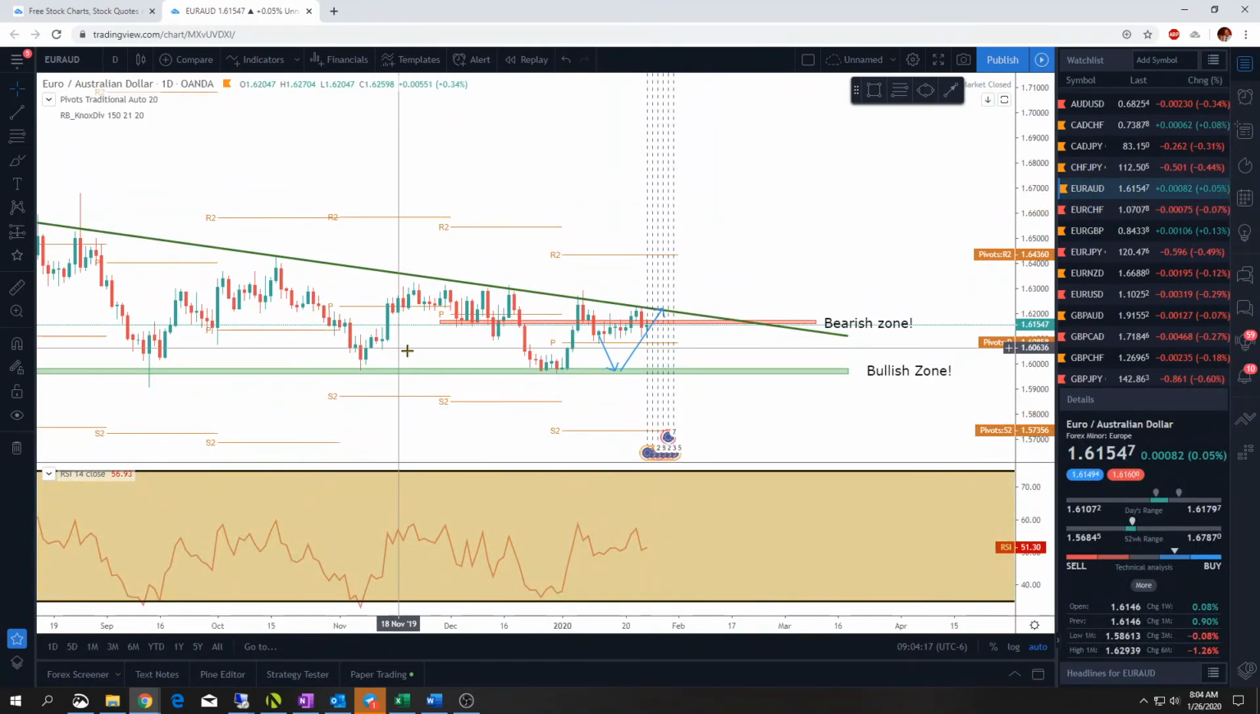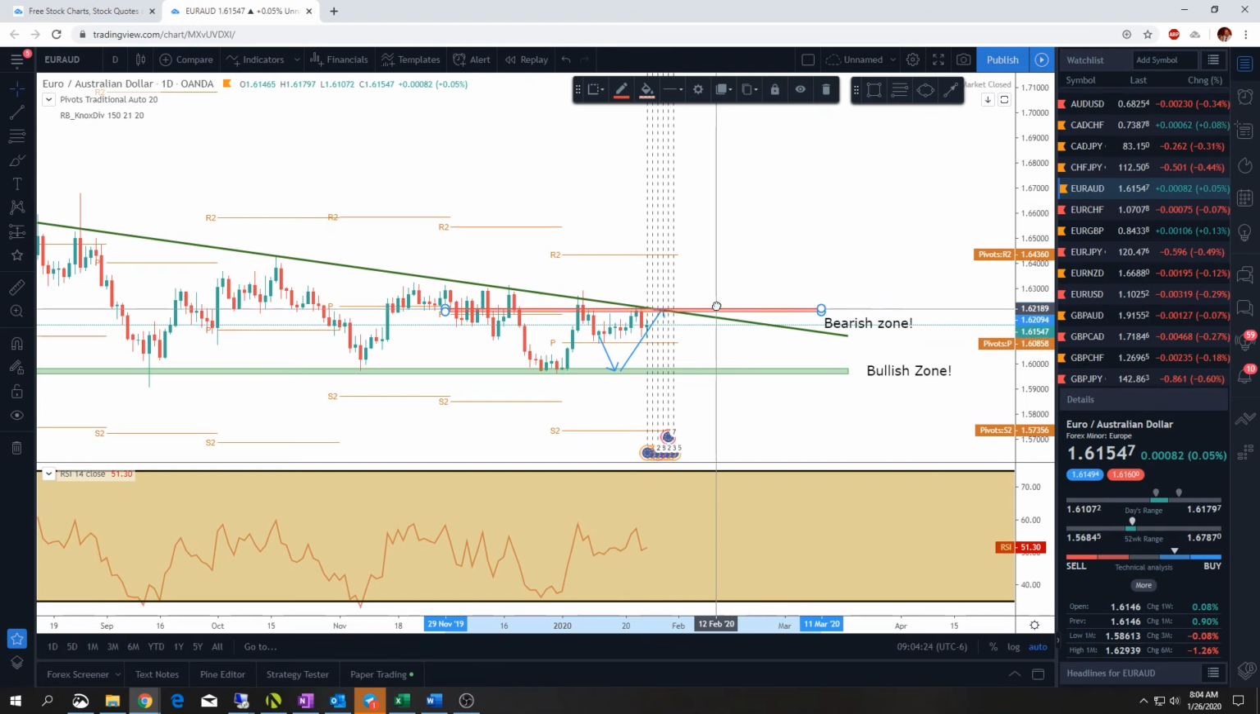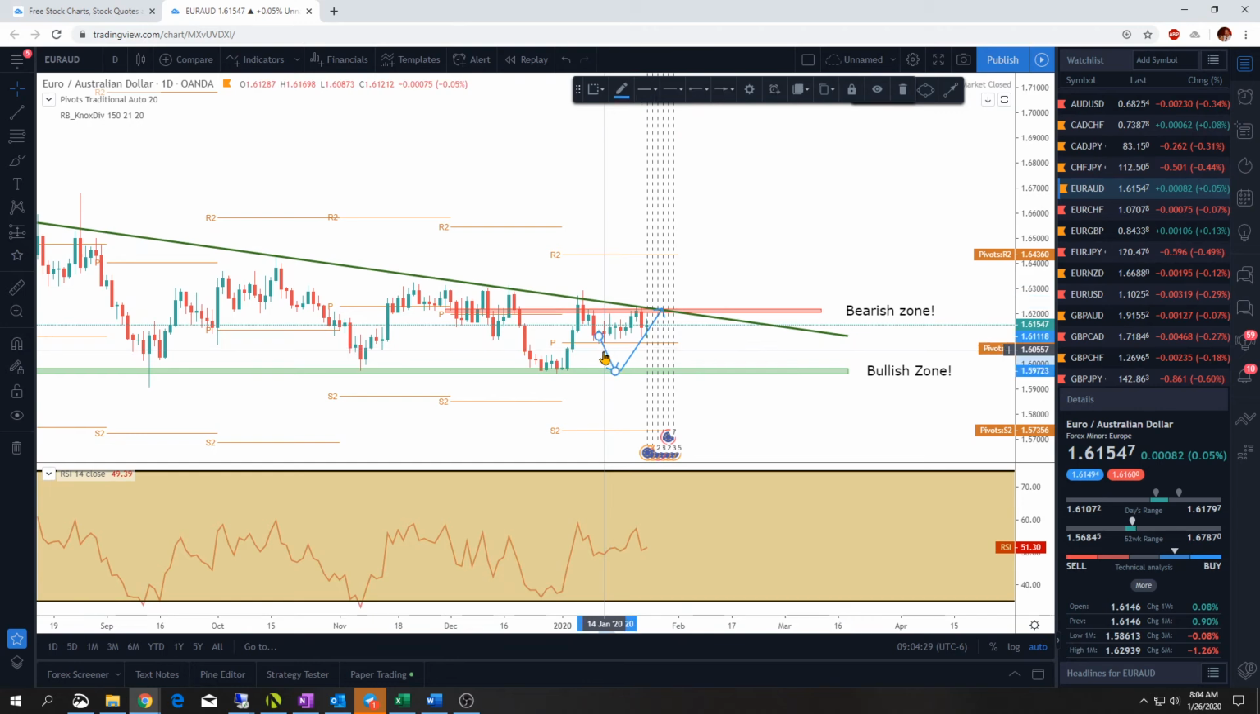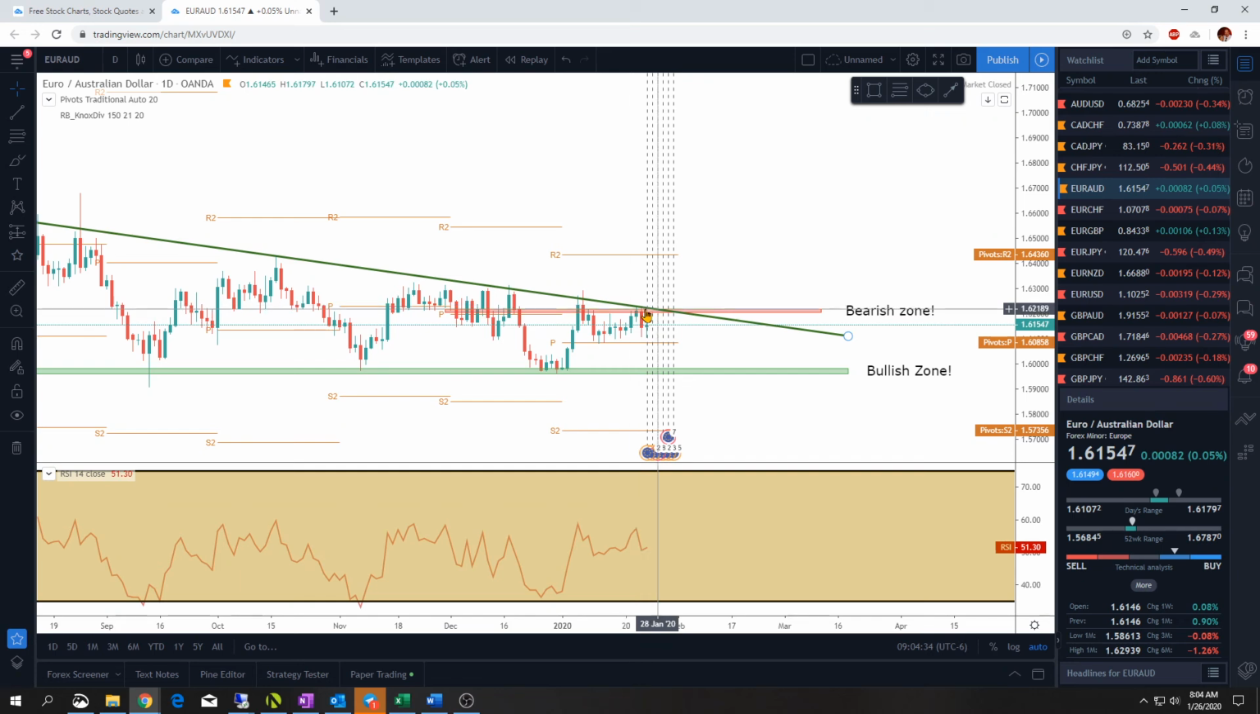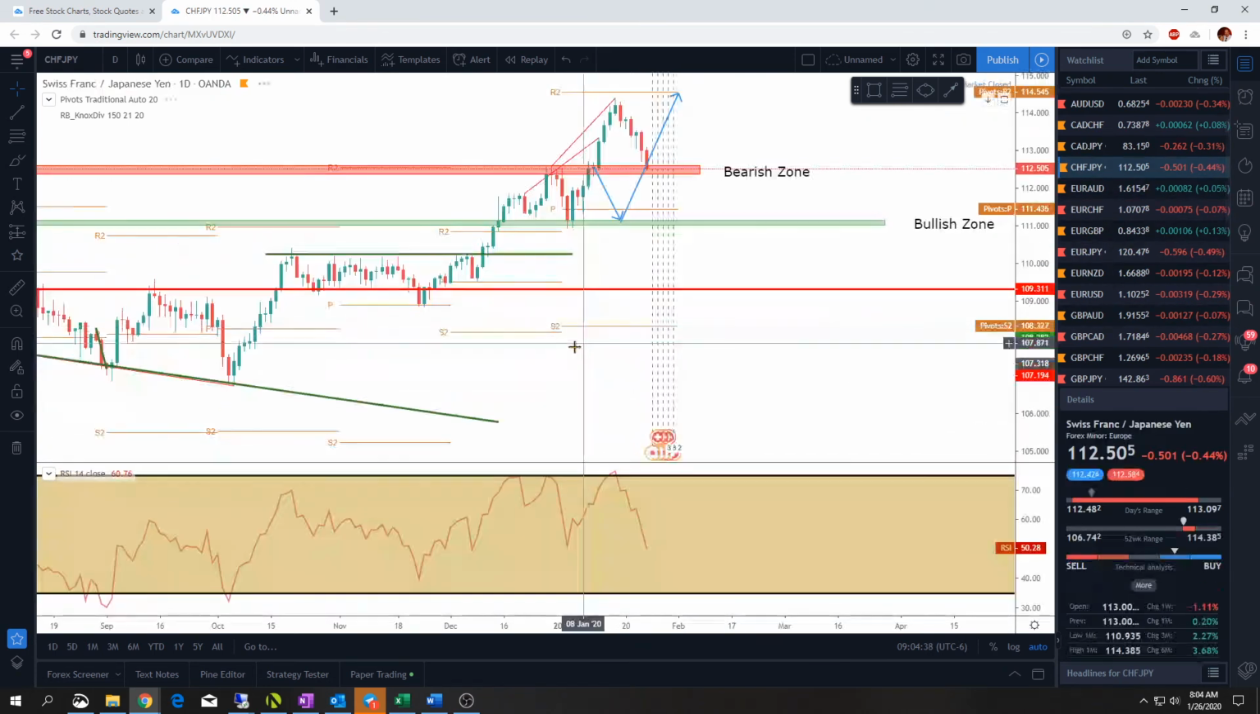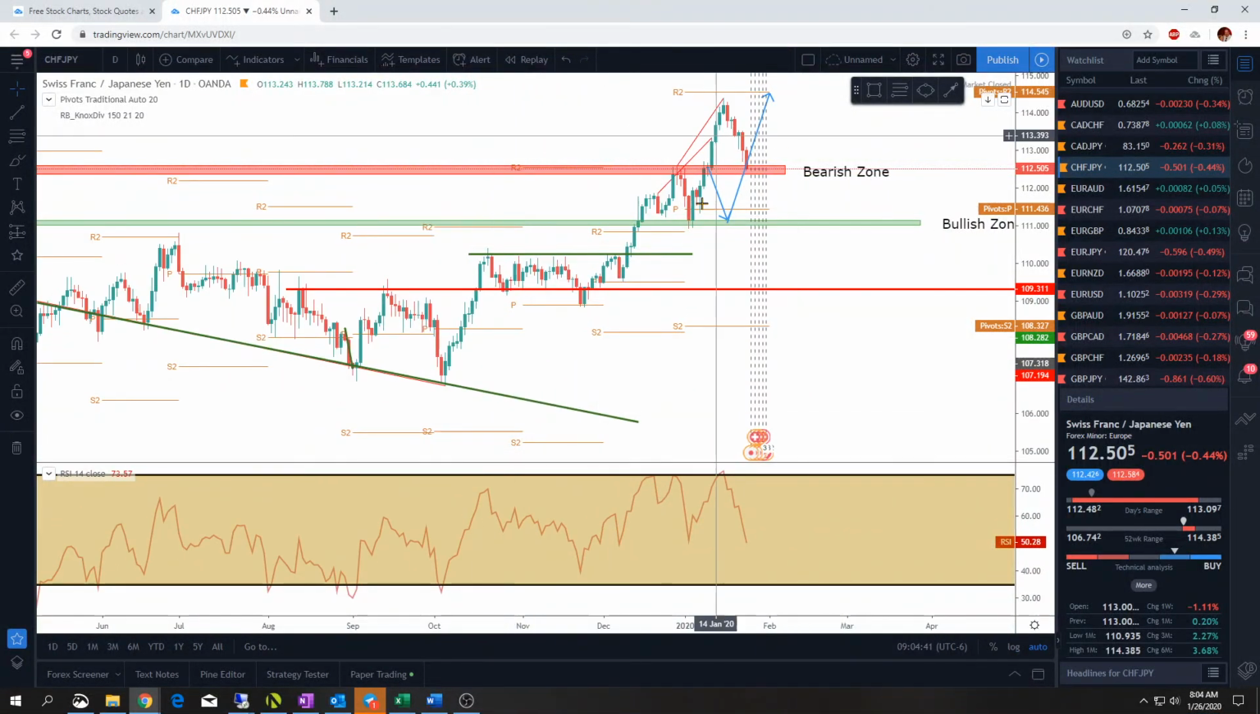Euro AUD, you can see I was looking for a deeper pull to get long, but price did come back up and is in our bearish zone. So I'm going to wait for it to continue up, see what happens on that downward trend line, try to get bearish and catch that move down. Swiss franc JPY, we were looking for a deeper pull from this top. We didn't get it. Looks like we're getting one now.